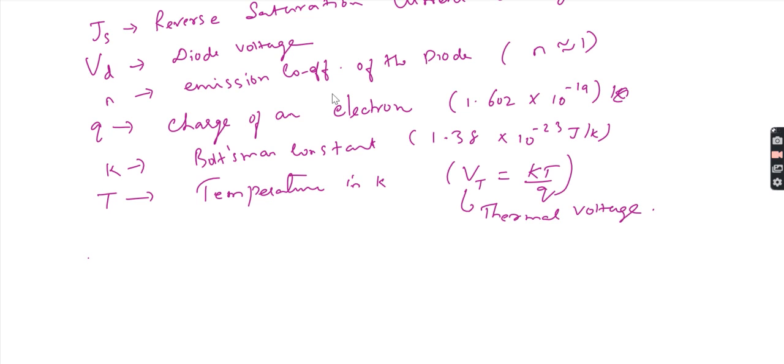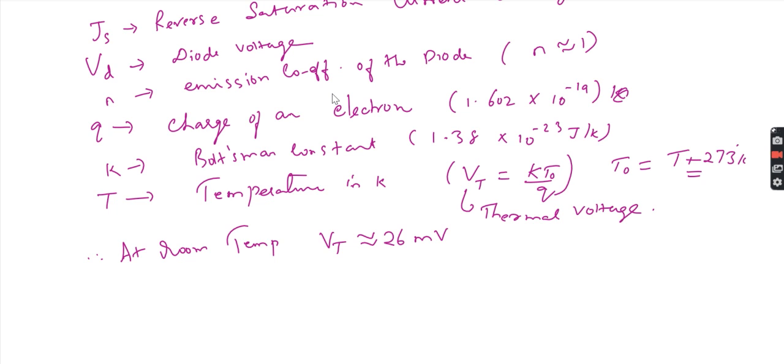Simply, I can say at room temperature the thermal voltage will be approximately 26 millivolt. But if the room temperature changes, then this value will change. How can you write it? This T naught, I will say better, will be equal to T plus 270 degree. That's actually what we need to do.